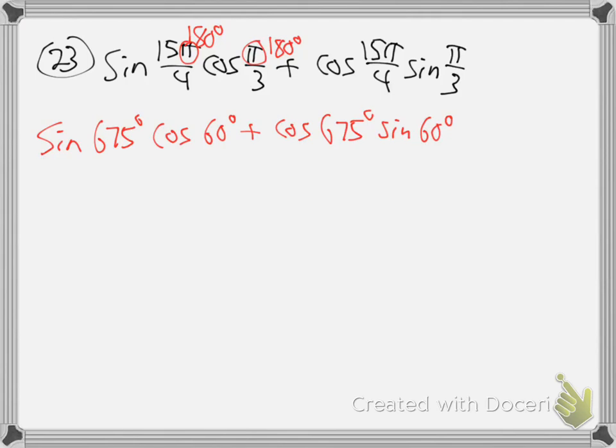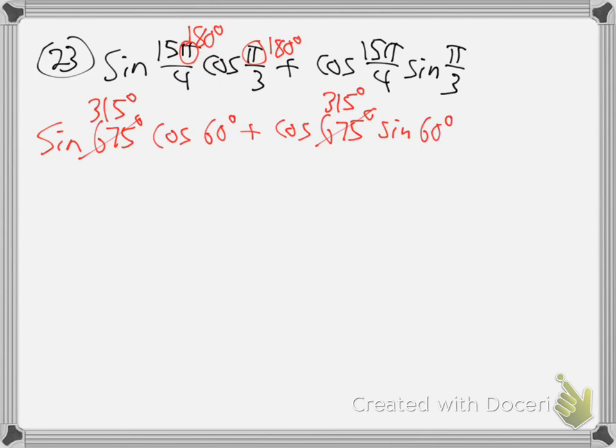Now 675, let's subtract our 360. What is that? So that's going to become 315. 315 degrees. Good there? Sine and cosine of 315 degrees.